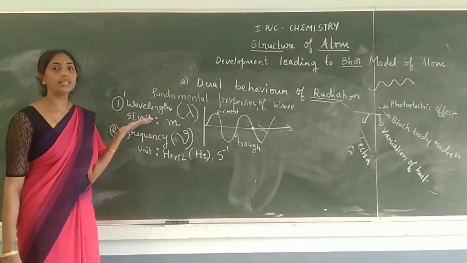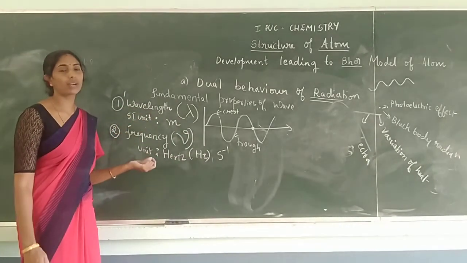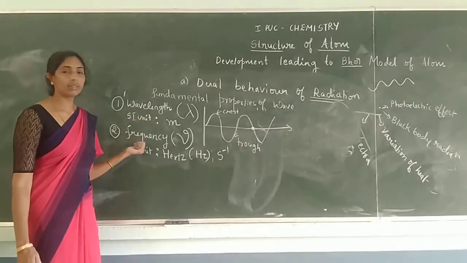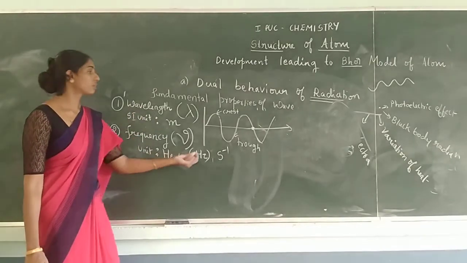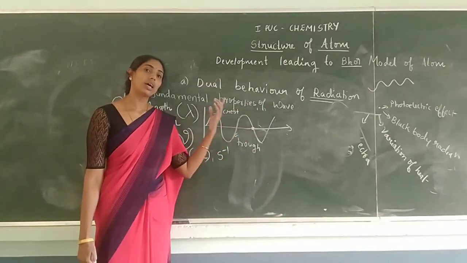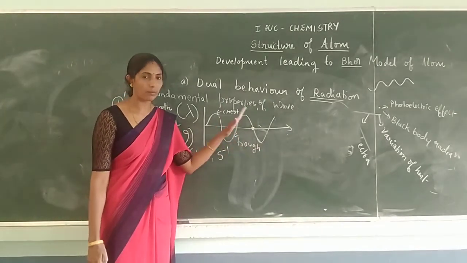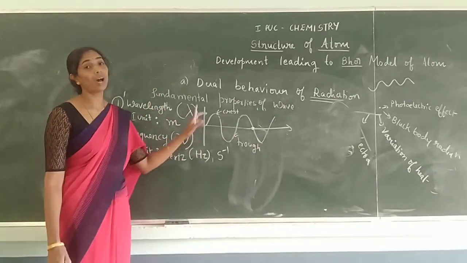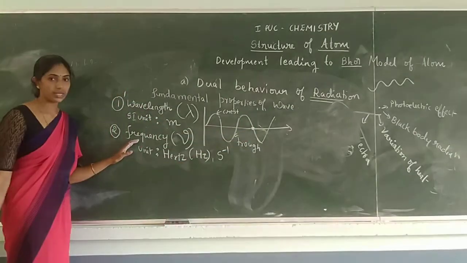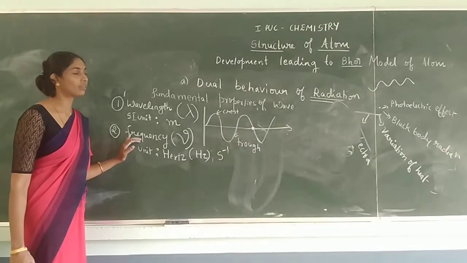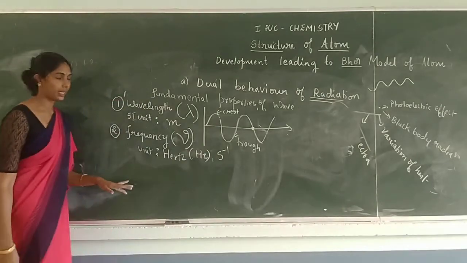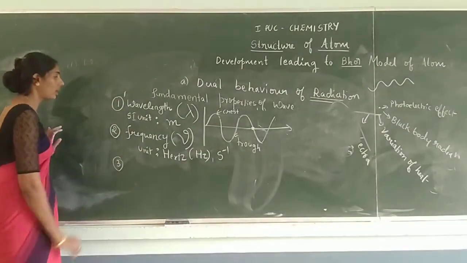Frequency. What is the wavelength? It is the distance between the two successive crests or troughs. Frequency means it is the number of light waves passing through a point per second. Number of waves passing through a point per second is called the frequency of the radiation, the frequency of the wave, and it is usually measured in terms of hertz or per second.